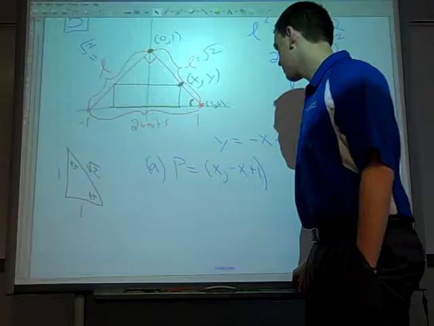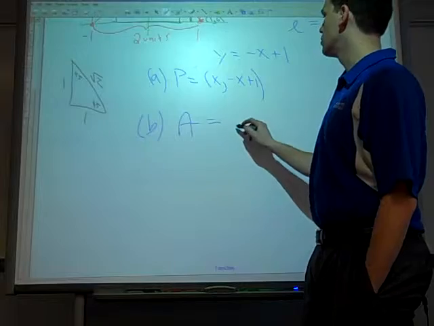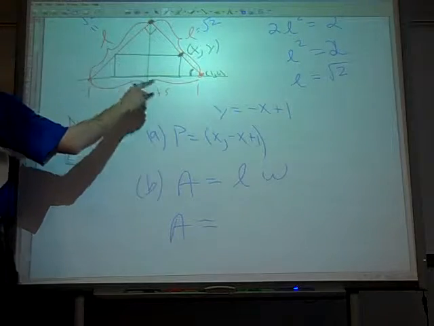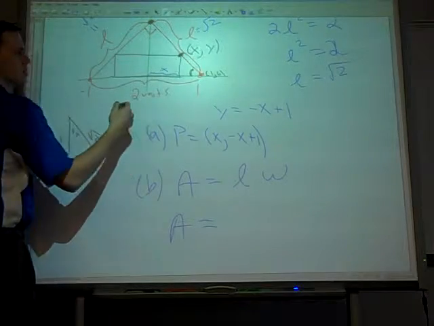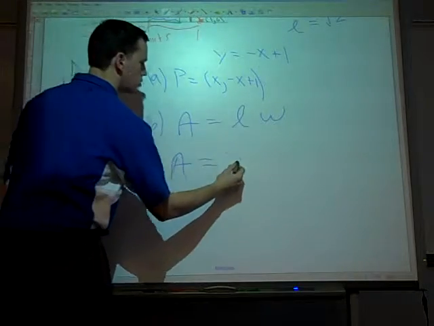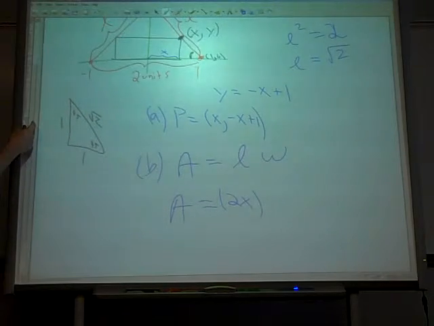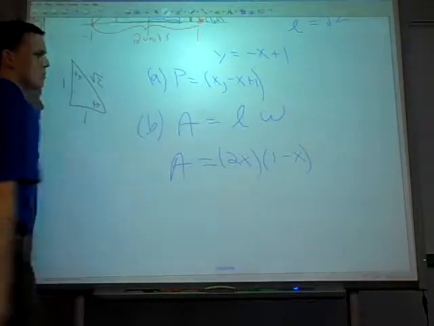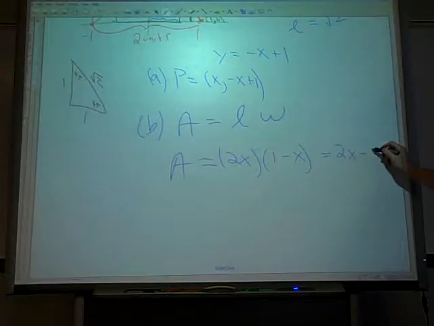Well, area is equal to length times width. Let's call the length the base. If this distance right here is x, the total length is 2x. And the width is the height. How can I express the height in terms of x? Negative x plus 1, or we'll write it as 1 minus x. Negative x plus 1 is the same as 1 minus x. That's part B. If you want, you can simplify to 2x minus 2x squared.